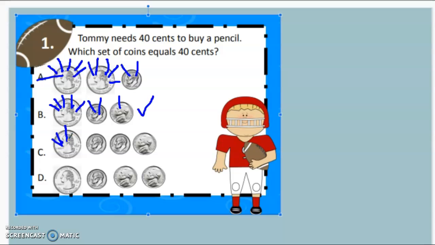5, 10, 15, 20, 25, 30, 35, 40, 45, 50. Last one. 5, 10, 15, 20, 25, 30, 35, 40, 45. Your correct answer is letter B.